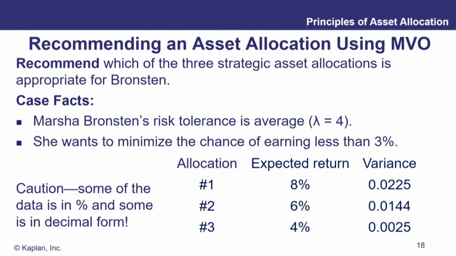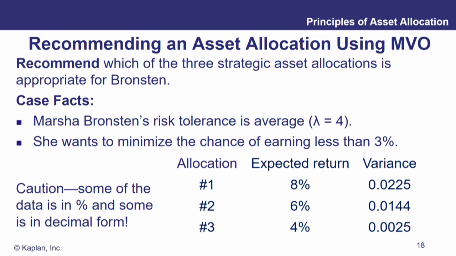Like we said, it's generally on a range between 0 and 10, 0 being risk neutral, 10 being very risk averse. If her measure of lambda is a 4, she's sort of right in the middle there. She wants to minimize the chance of earning less than 3%. So when you hear a phrase like that, minimize the probability of earning less than this, well then maybe we can start thinking about a safety first criterion there, right? That's what we're trying to address with that type of statement.